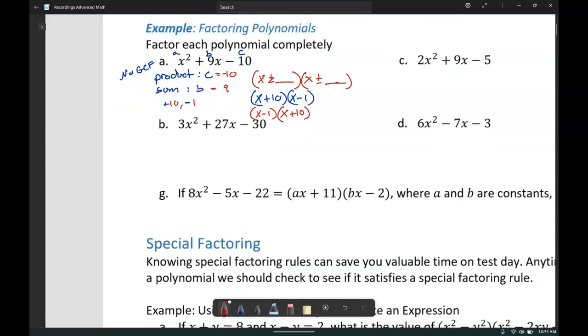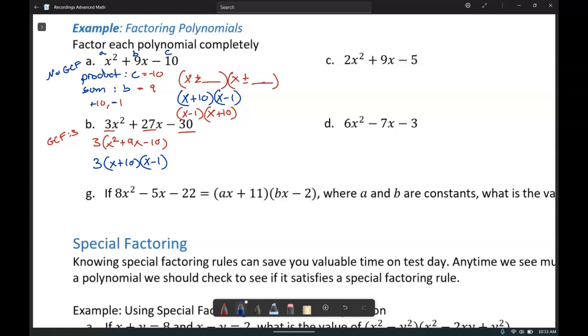Let's go ahead and take a look at B. When we look at B, we do see that we have a GCF, a greatest common factor, of 3. So we can actually divide all 3 of these terms by 3 in order to factor out that greatest common factor. And then we can go ahead and continue to factor. We'll see that this is actually the same as the polynomial we have above, so we already know the rest of the factors, x plus 10 and x minus 1.